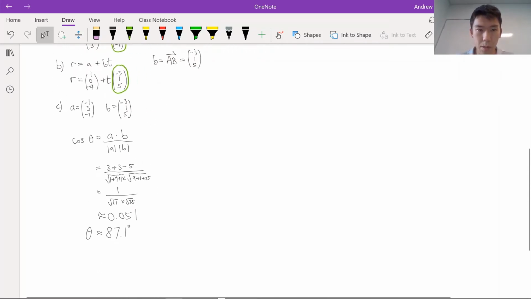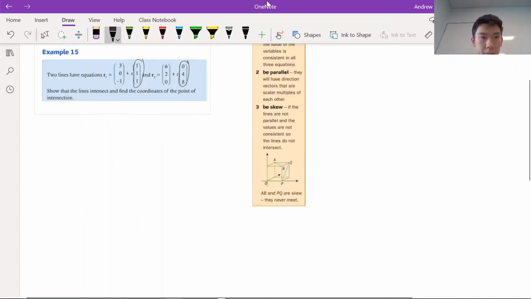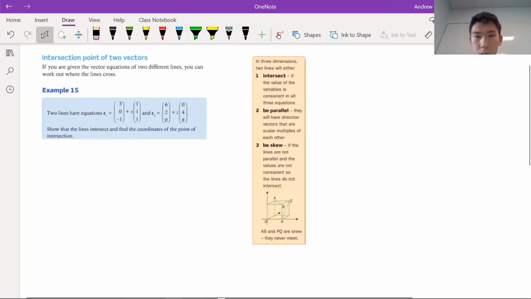Okay, so that gives you a bit of an introduction to vector equations of a straight line. Let's have a look at example 15. So we have two lines with the vector equations r1 and r2. We want to show that the lines intersect and find the coordinates of the point of intersection. Okay, so we need to use this point here.